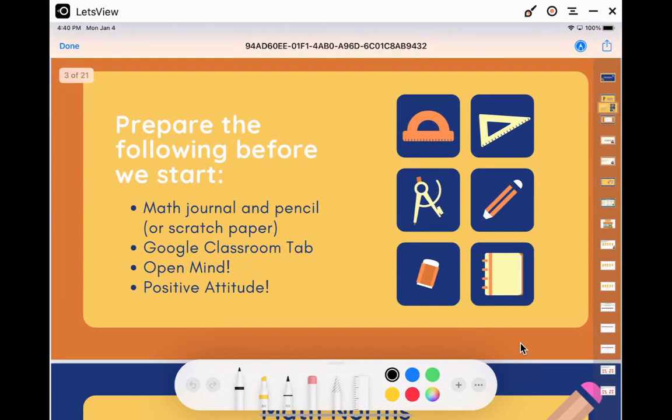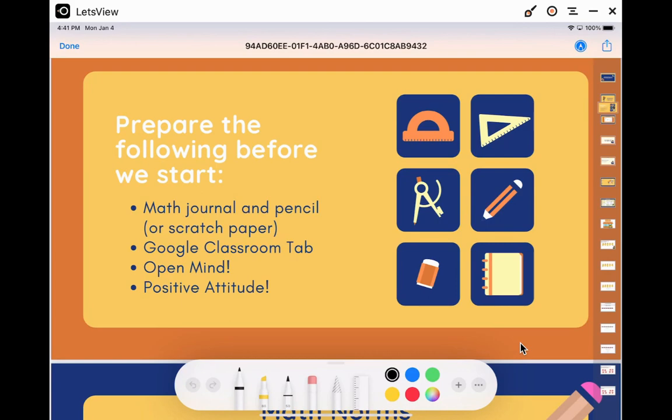Before we begin, please make sure that you have all of your supplies for math class. That means that everyone needs their math journal and a pencil to write with. If for some reason you don't have your math journal, please make sure that you have a piece of paper and a pencil, and find somewhere that you can keep this piece of paper so that you can refer back to it later.